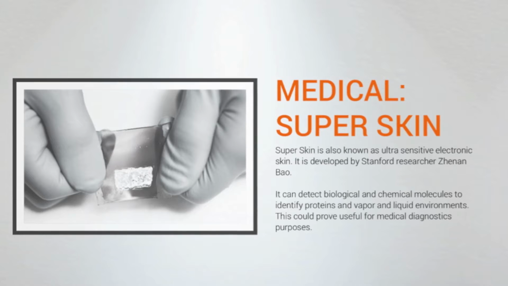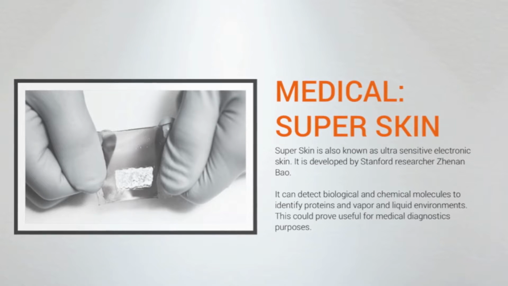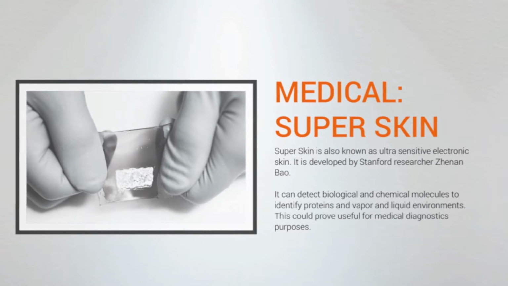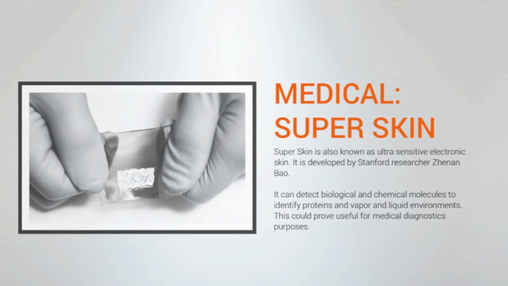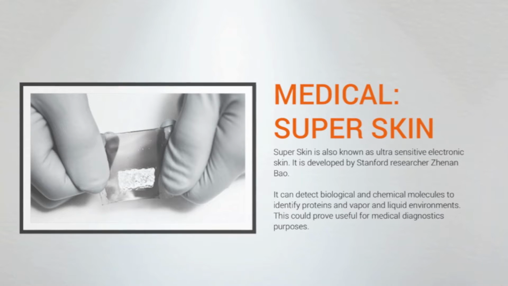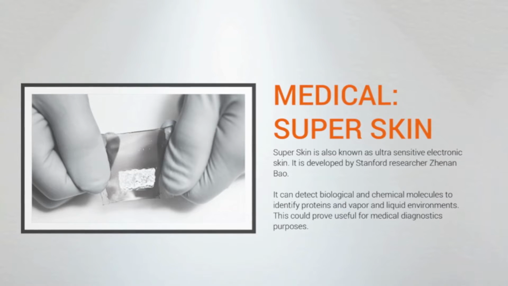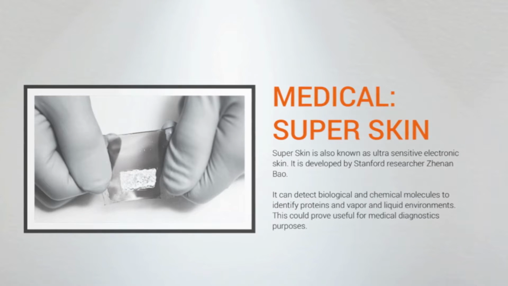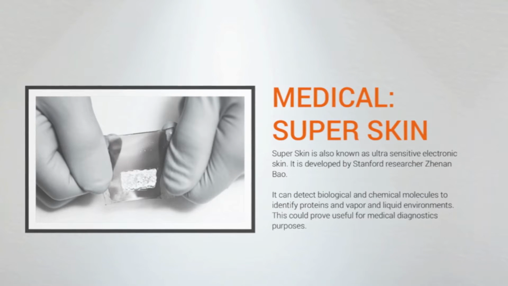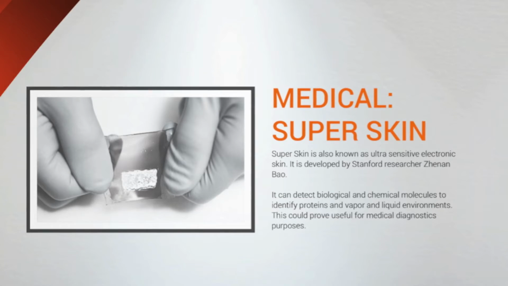One newly developed solar power technology is the super skin. Also known as ultra-sensitive electronic skin, super skin can be used to detect biological and chemical molecules to identify proteins in vapor and liquid environments. This medical breakthrough could prove useful for medical diagnostic purposes in the future.